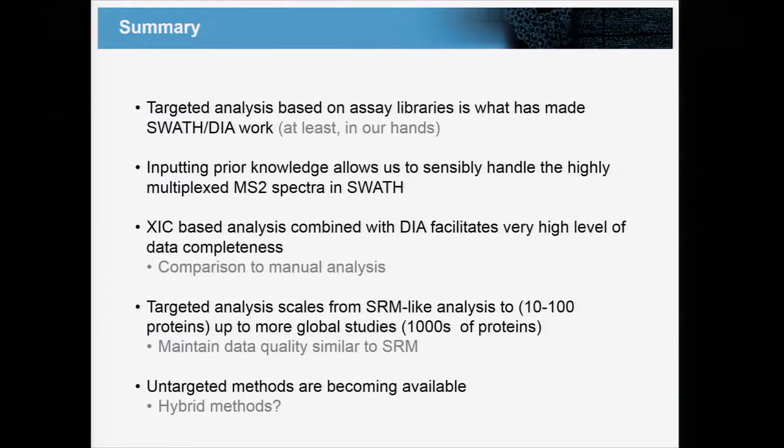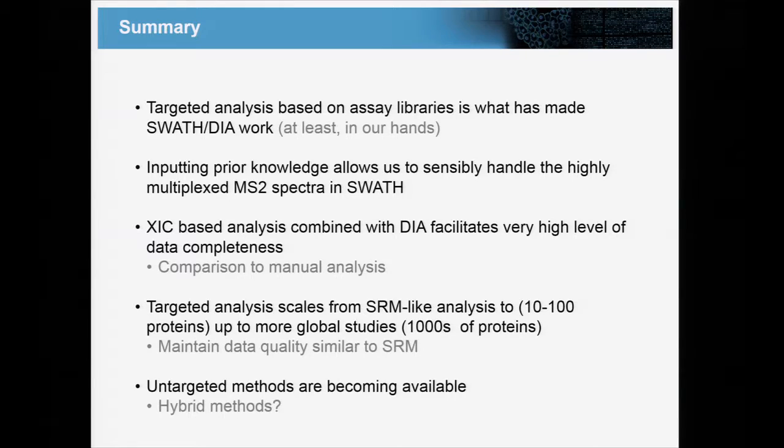And this targeted data analysis approach scales from this SRM-like 10 or 100 proteins, as typified in the original SWATH paper. We're now trying to get this up to thousands of proteins, which we can achieve in OpenSWATH. And actually, I've been talking with Brendan this week. He's done a lot of optimization to make it possible to do these large library extractions in Skyline, which is great. And again, the idea is to try and maintain this data quality across this scale.